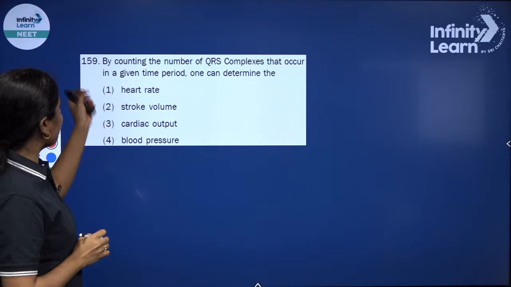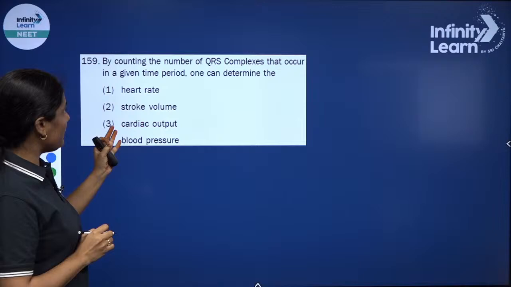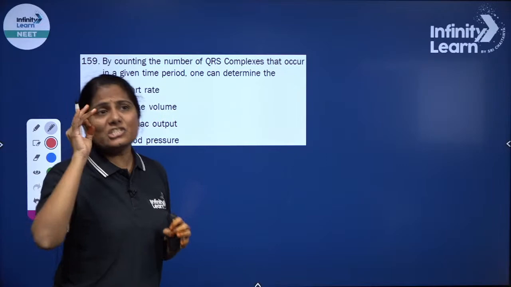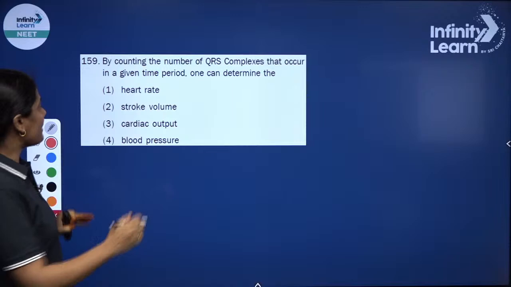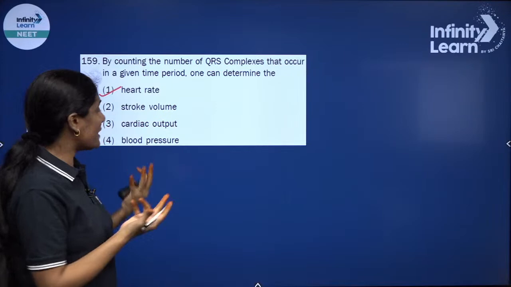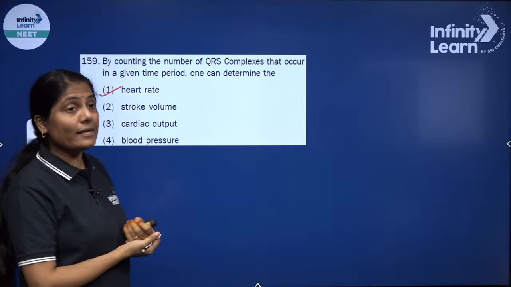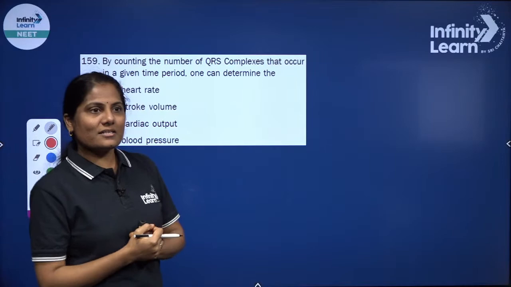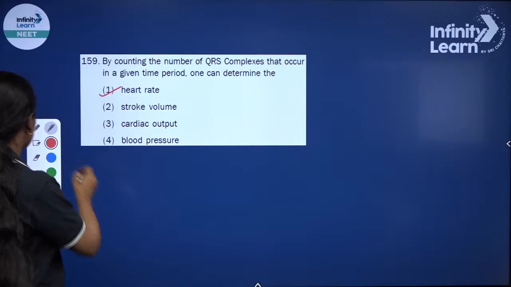By counting the number of QRS complexes that occur in a given time period, one can determine the very, very simple, straight NCERT question. This will be the heart rate. You can determine the heart rate, stroke volume, cardiac output. All these are not possible to be calculated from counting the number of QRS complexes. Yes, there is Tarini who's answering it as one. Great Tarini, keep going. That's the right answer.